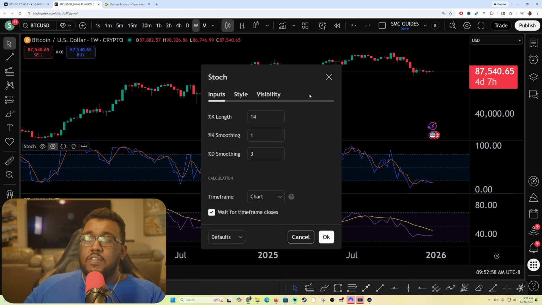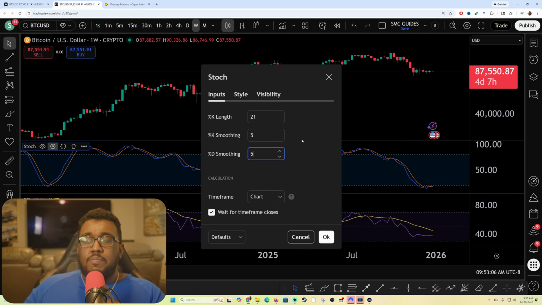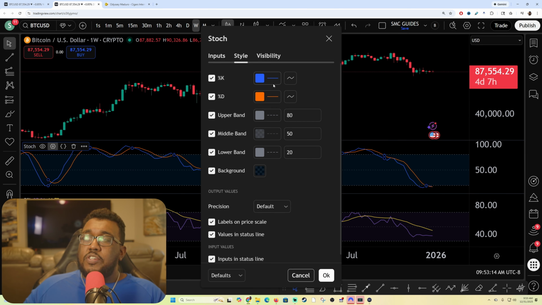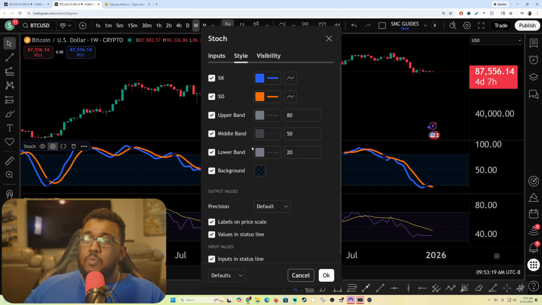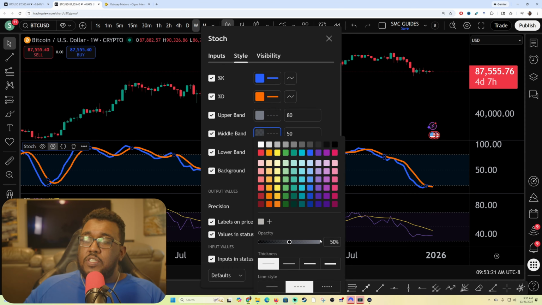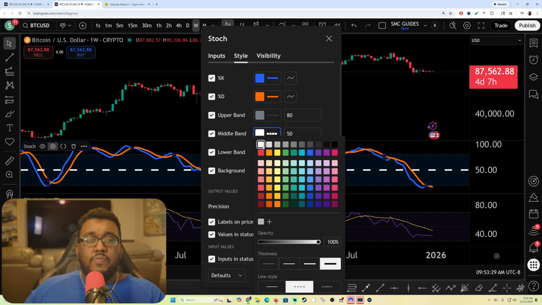For the stochastic, there's a few things you guys have to do. The first one, instead of 14.11, we have to go to my default settings, which is 21.55. These are my custom settings. Nobody else really uses them, but they work very, very well, and I'll show you how well they work in a few seconds. Style, I want you to make the blue and orange lines as thick as possible. And then for the middle band right here, I want you to make it 100% opacity and as thick a line as possible. You can also make it white if you think it pops a little bit more. Depending on what your background is, just make sure it's a color that very much pops, all right?